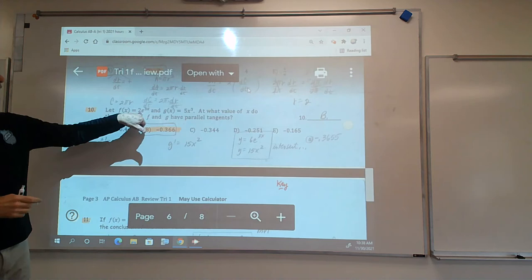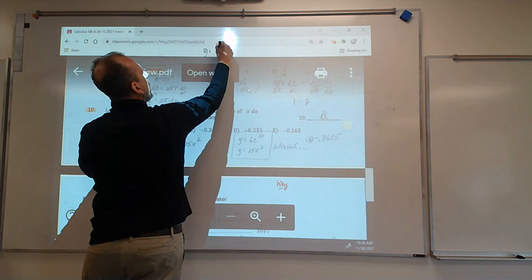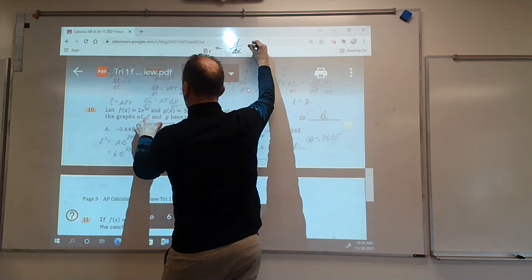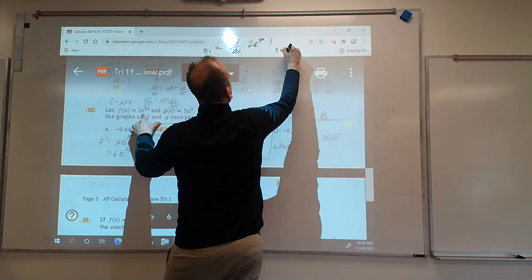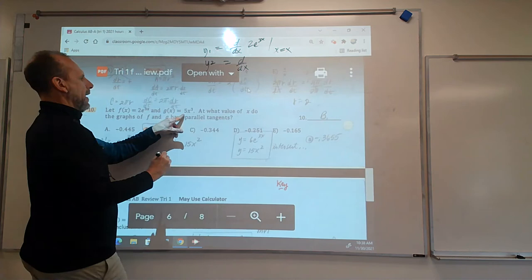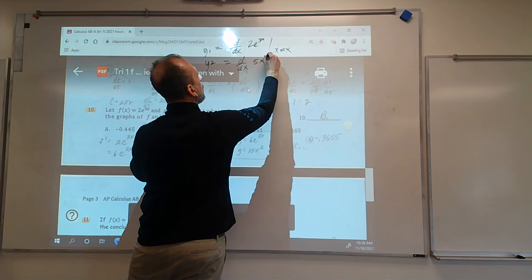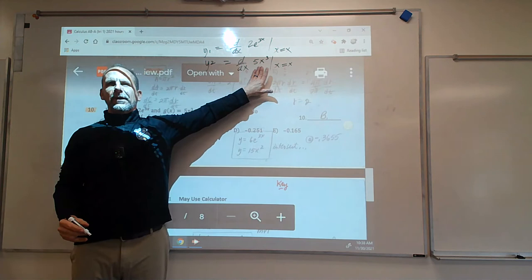So y1 would be 2, we're going to do the derivative, d/dx of 2e to the 3x, when x equals x. And then y2 will be the derivative of 5x cubed, when x equals x. Now, could you do these without a calculator? This one for sure. What is that, 15x squared?